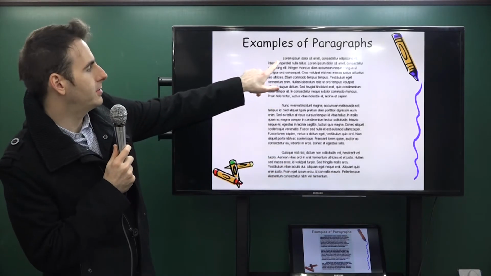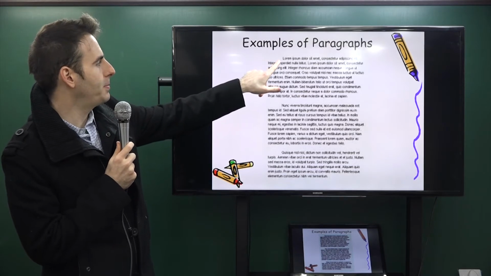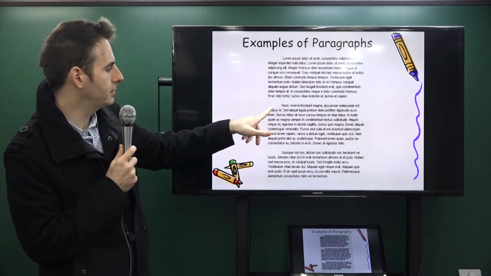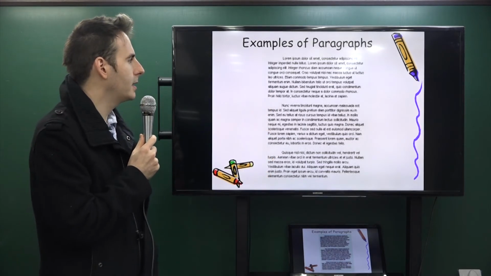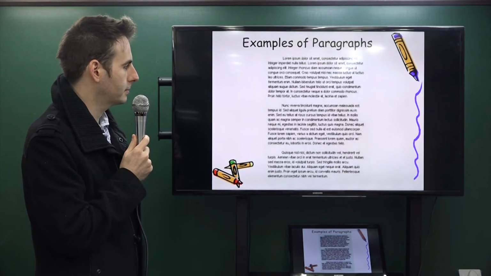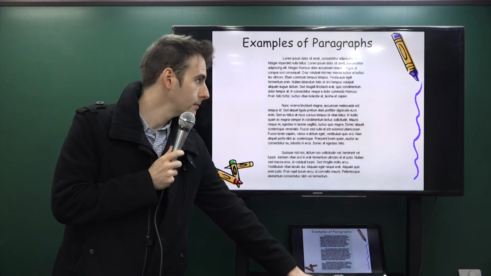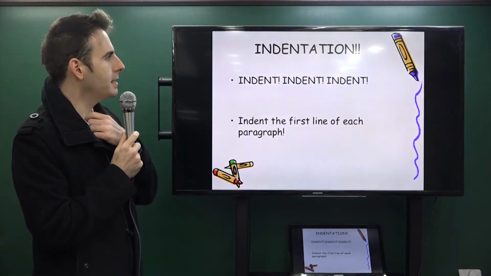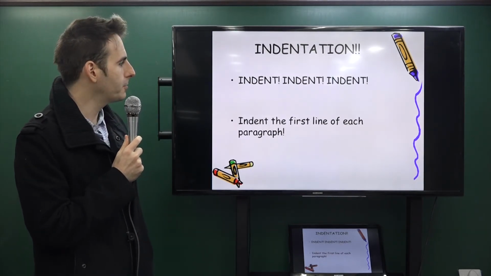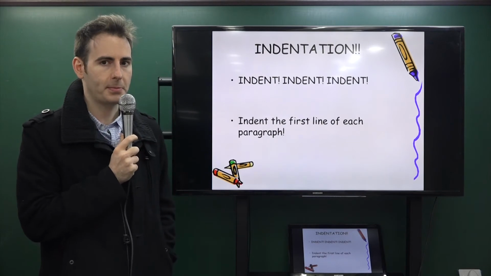Paragraphs have indentations. Always indent the first line of your paragraph. As you can see here, the space pushed in is an indentation. Also here and here. So the beginning line of each paragraph needs to be indented. Indent, indent, indent. Indent the first line of each paragraph. Always remember that.